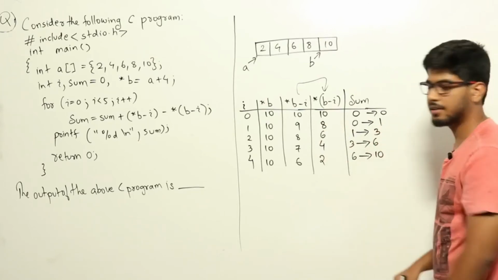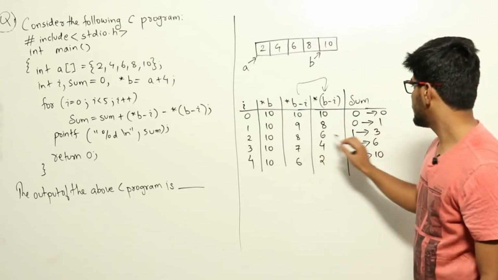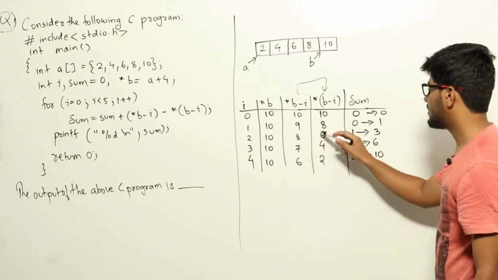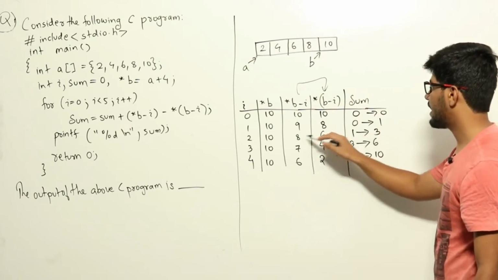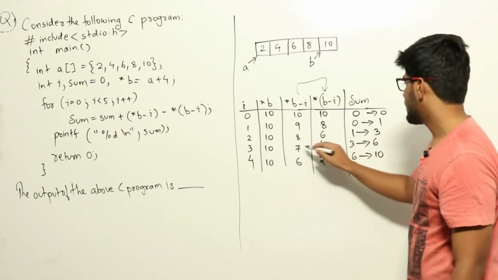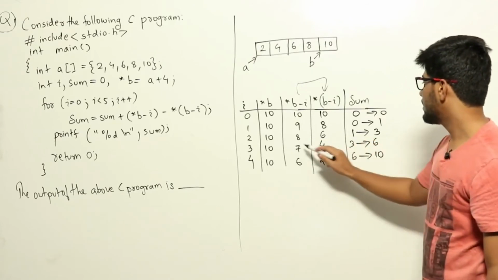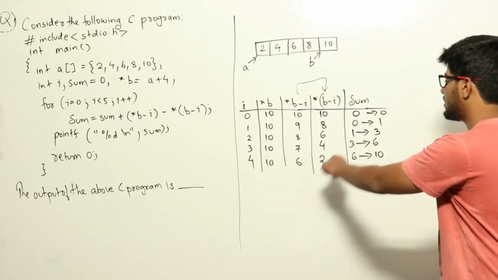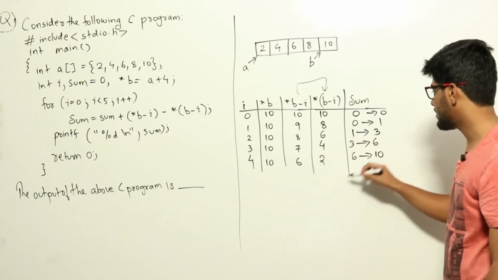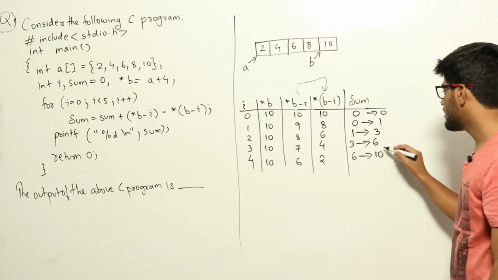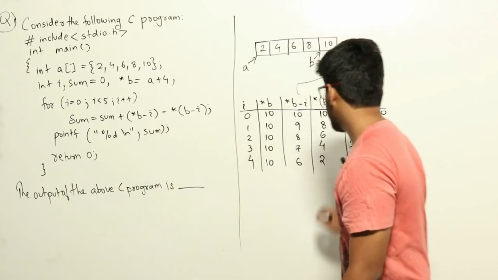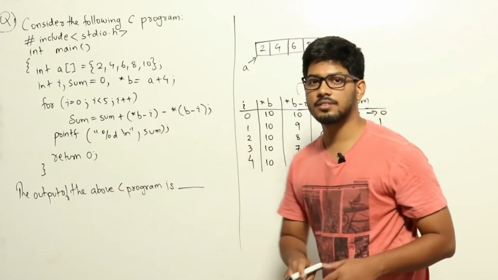To that we will be adding 9 minus 8, that is 1, meaning the sum changes from 0 to 1. Now the new sum is 1. Now here the sum is 1 now. To that we will be adding 8 minus 6, that is 2, that is 1 plus 2, so the new sum will be 3. Here the current sum is 3. To that we will be adding 7 minus 4, that is 3, so 3 plus 3 will be 6. Similarly here current sum is 6. To that we will be adding 6 minus 2, that is 4, so 6 plus 4 will be 10. So this will be the final value of sum, and that is what we are printing here. So the output of the program is 10.